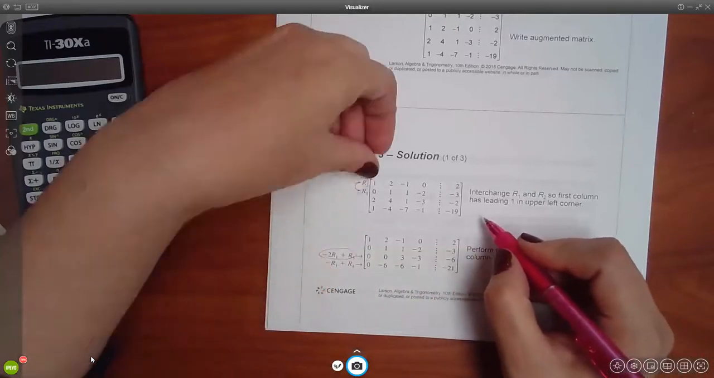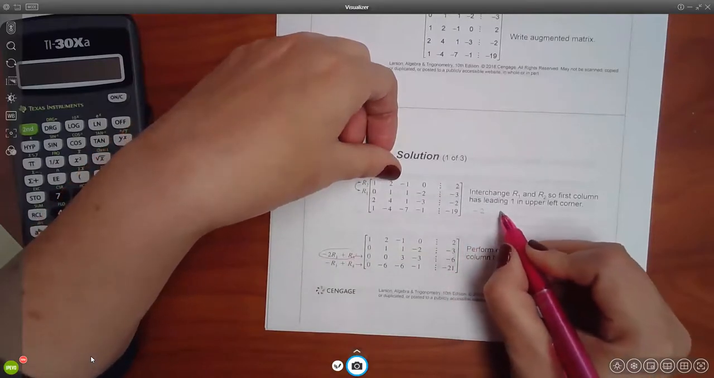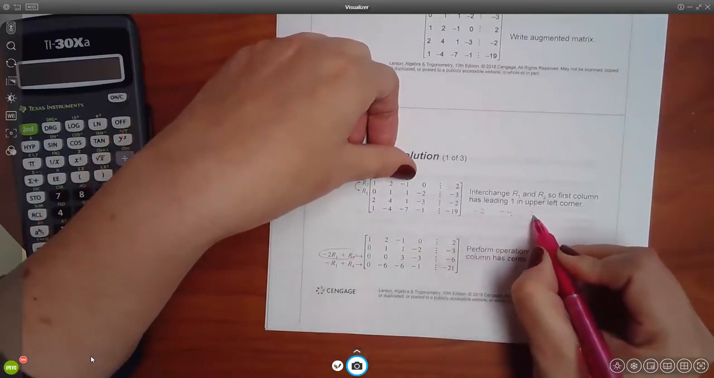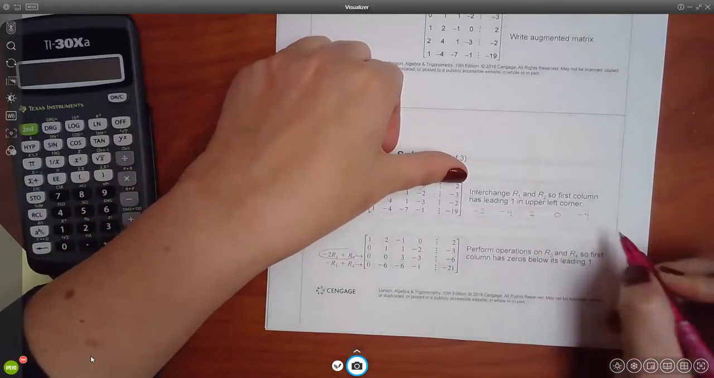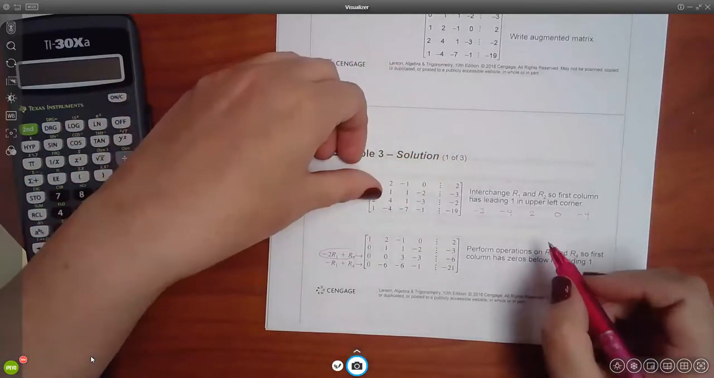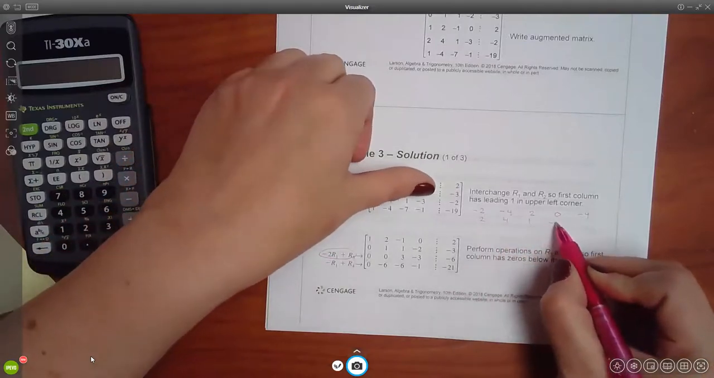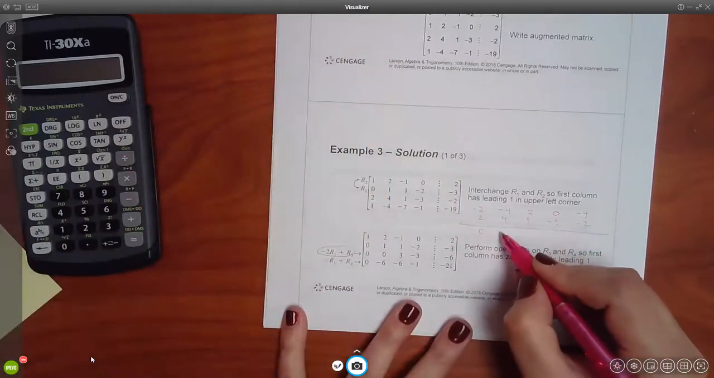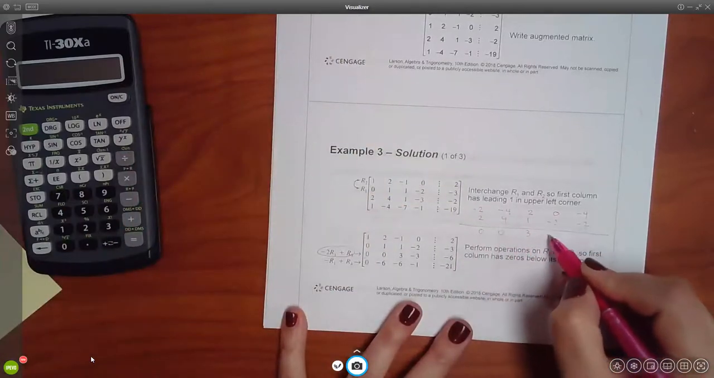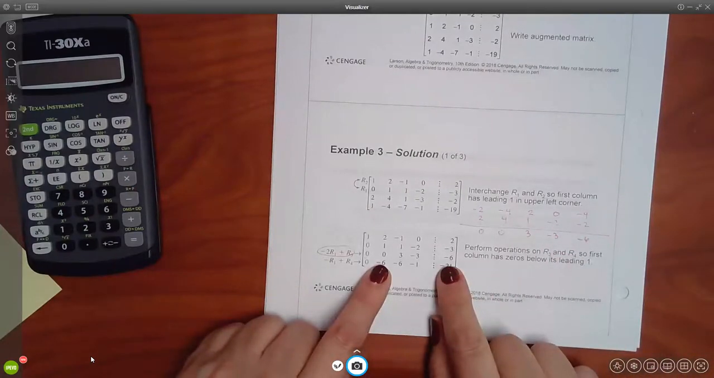So negative two times row one is going to be negative two, negative four, positive two, zero, and negative four. Then if I add row three right underneath that, you can see that I'm going to get 0, 0, 3, -3, and -6. Isn't that what they have?